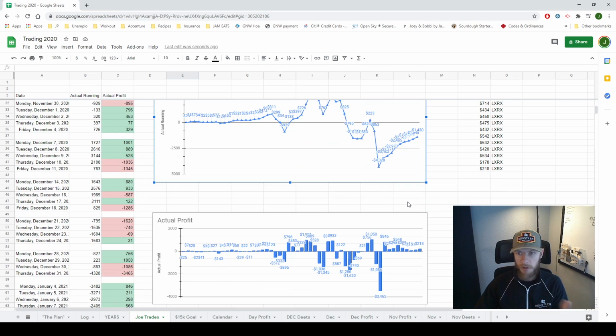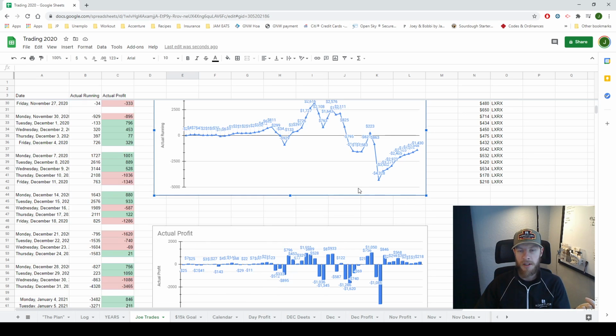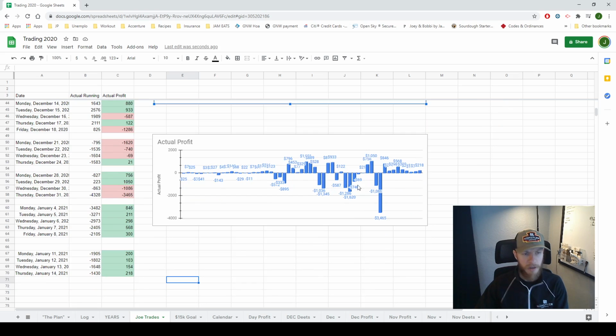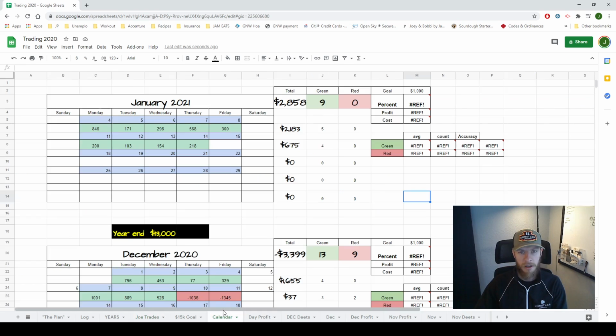And while today was green, green's always good, it was just, once again, too small. I should have been happy with that 714 and walked away. I would have been sitting in a much better position right now. So yeah, we got 218 for Thursday, and let's take a look at the calendar.